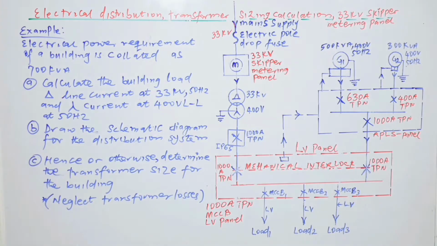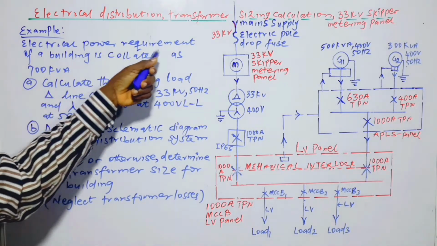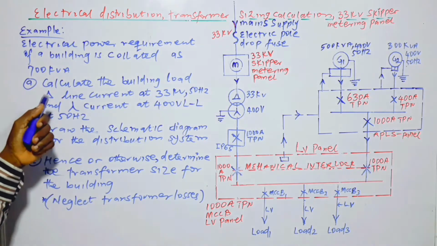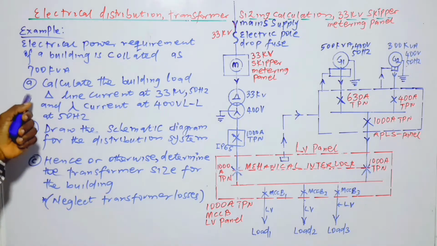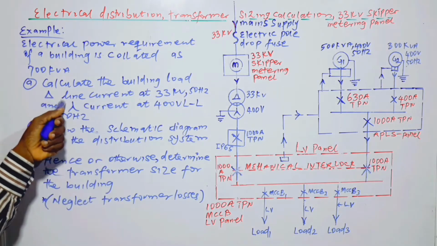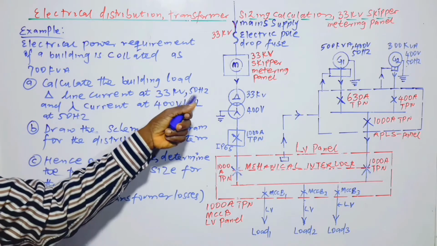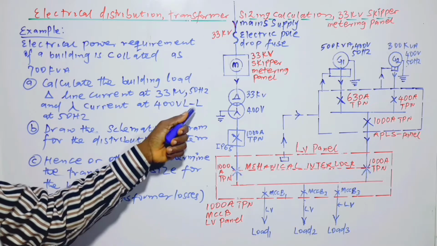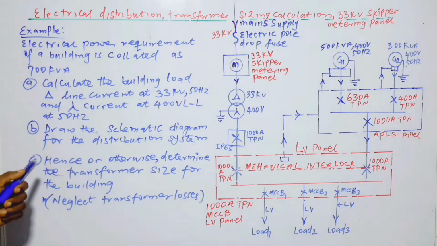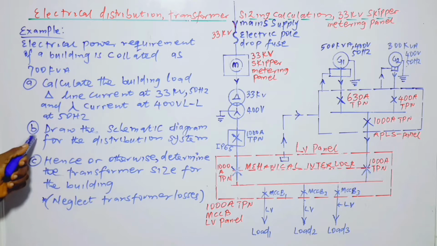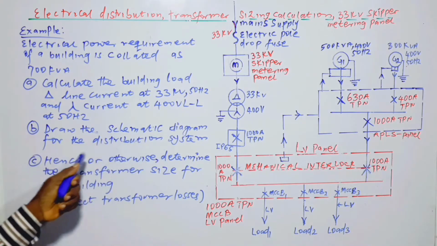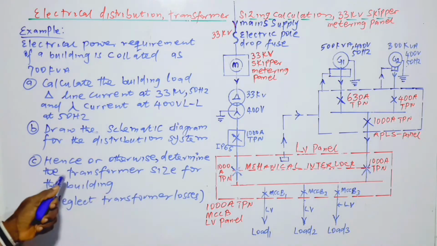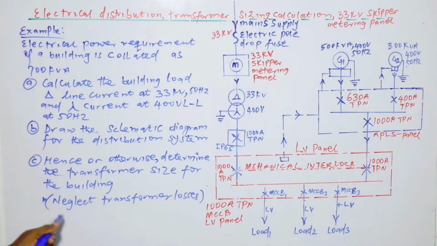Alright, and the example is: electrical power requirement of a building is collated as 700 kVA. So the questions are: A, calculate the building load, delta line current at 33 kV, 50 Hz, and star current at 400 volts line to line at 50 Hz frequency. B, draw the schematic diagram for the distribution system. C, hence or otherwise determine the transformer size for the building.